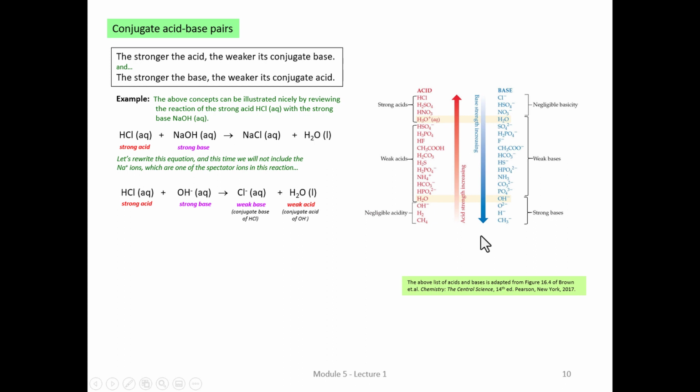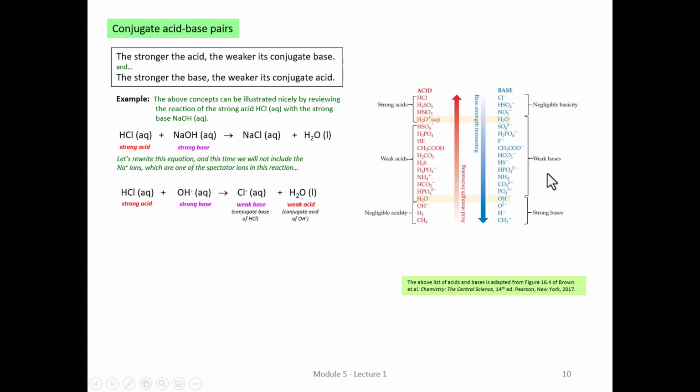Let's find water. When water acts as an acid, meaning as an H plus donor, it's a weak acid. Well, how about if water's acting as a base? Well, if water's acting as a base, it's a weak base. So it's not a very good H plus acceptor. So water's in both lists. When it acts as an acid, it's a weak acid. When it acts as a base, it's a weak base.